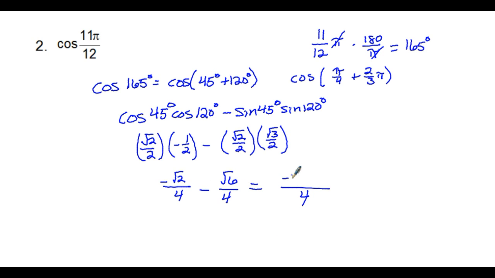And we have a negative root 2, negative root 2 minus square root of 6. Okay? And that would be the exact answer for the cosine of 11 pi over 12. Instead of plugging it into a calculator and getting a decimal answer.